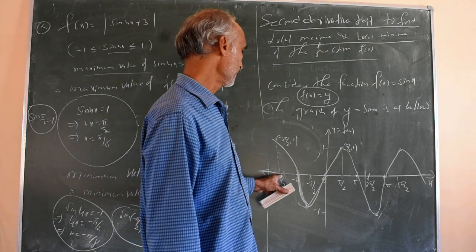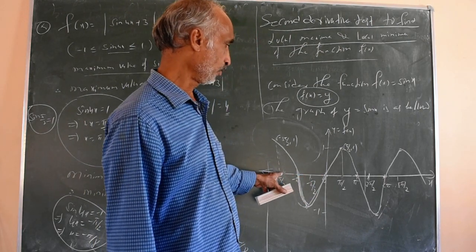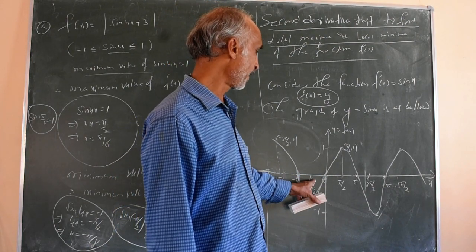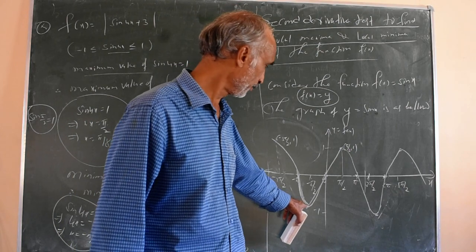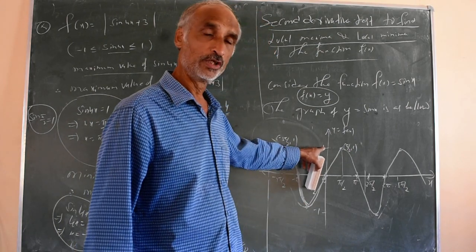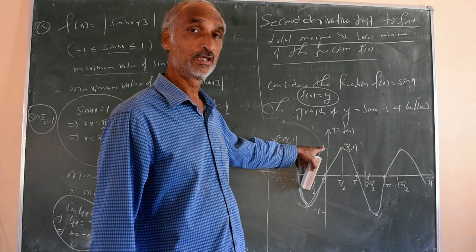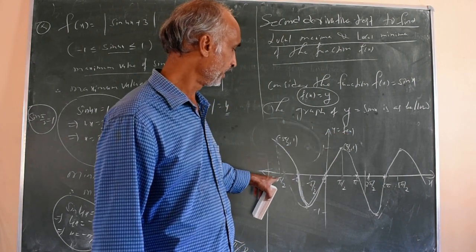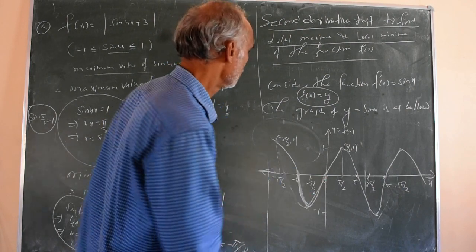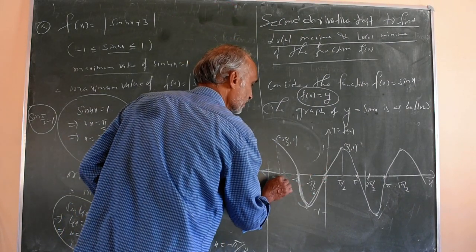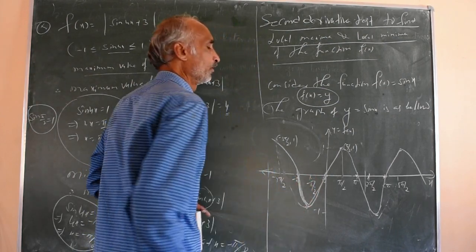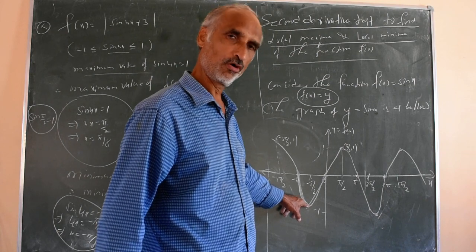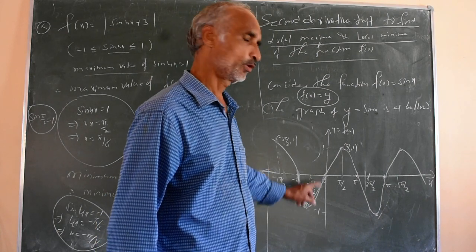Within the interval of minus 3 pi by 2 to 0, the curve attains the maximum at minus 3 pi by 2 and minimum at minus pi by 2. Minimum value is minus 1, maximum value of the function y equals f of x is 1. The f of x takes the maximum value 1 in the interval of minus 3 pi by 2 to 0 at x is equal to minus 3 pi by 2. The function f of x takes the minimum value minus 1, the value of y at x is equal to minus pi by 2.